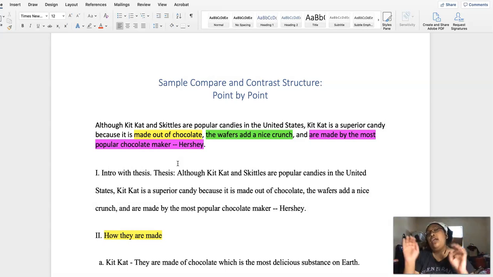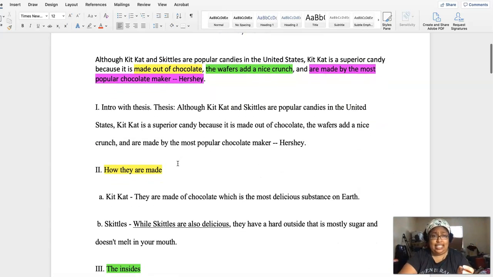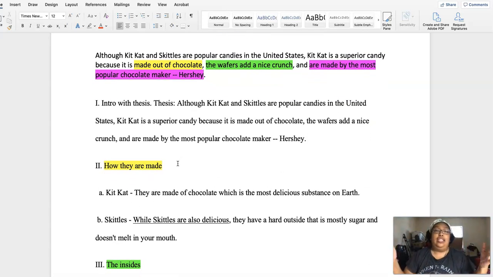And we're going to go over that as we go through this, all right? So let's look at the thesis. Although Kit Kat and Skittles are popular candies in the United States, Kit Kat is a superior candy because it is made out of chocolate, wafers. The wafers add a nice crunch, and they are made by the most popular chocolate maker, Hershey. Chocolatier is the actual word, but I said chocolate maker in the video, so we're going to go with that.